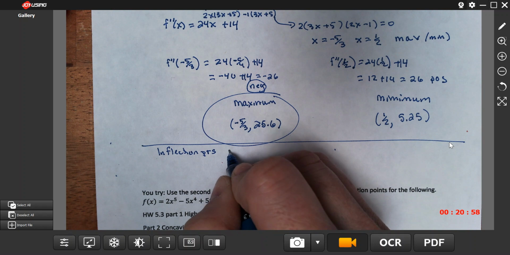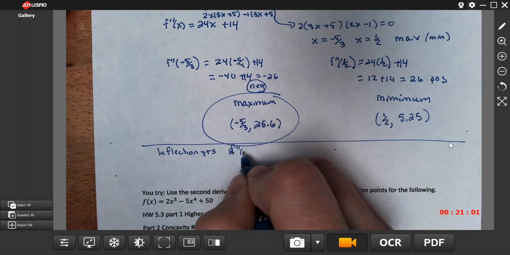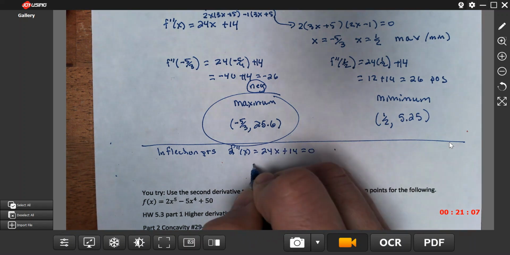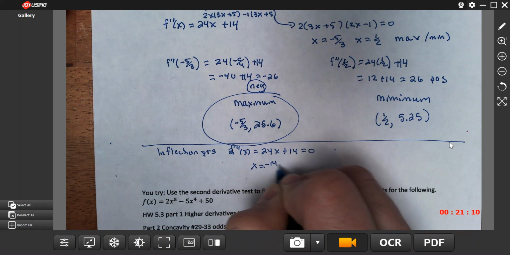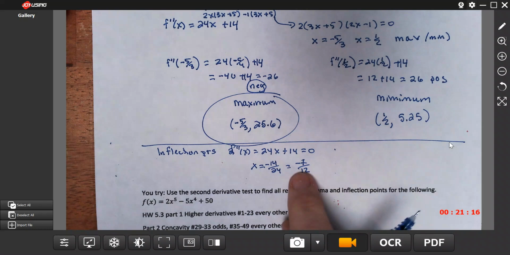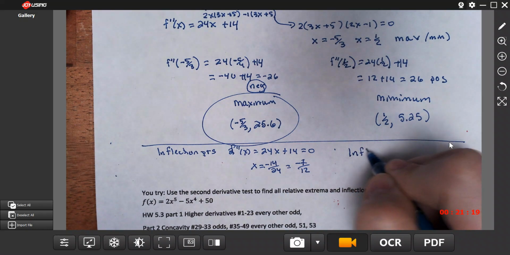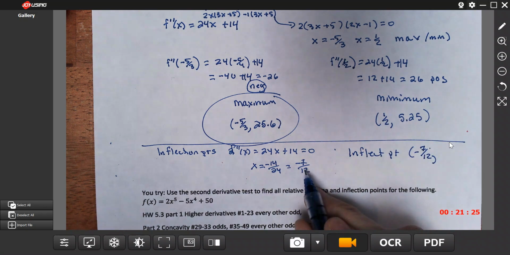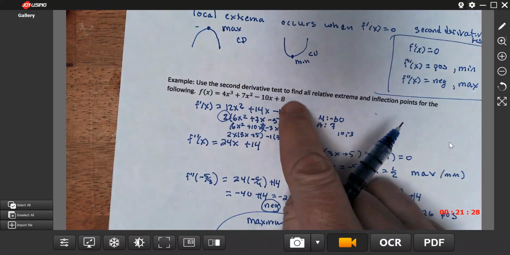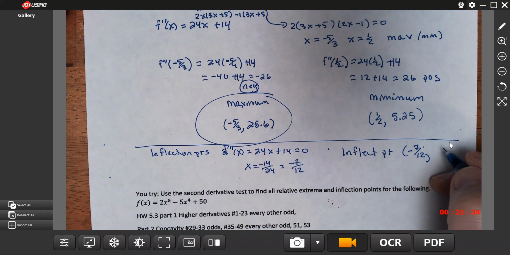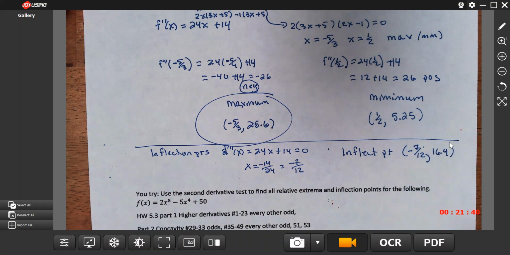And inflection points occur when the second derivative is equal to 0. So I take, here I'll call it second derivative, which is 24x plus 14. Set that equal to 0 and solve, and I get x equals negative 14 over 24, which reduces to negative 7 over 12. So that's the x-coordinate of my inflection point. So it's going to be at negative 7 over 12. And then I take that and plug it into my original function to find the y-coordinate. And I'm going to do that on the calculator. And I get approximately 16.4. So I'm done with that.